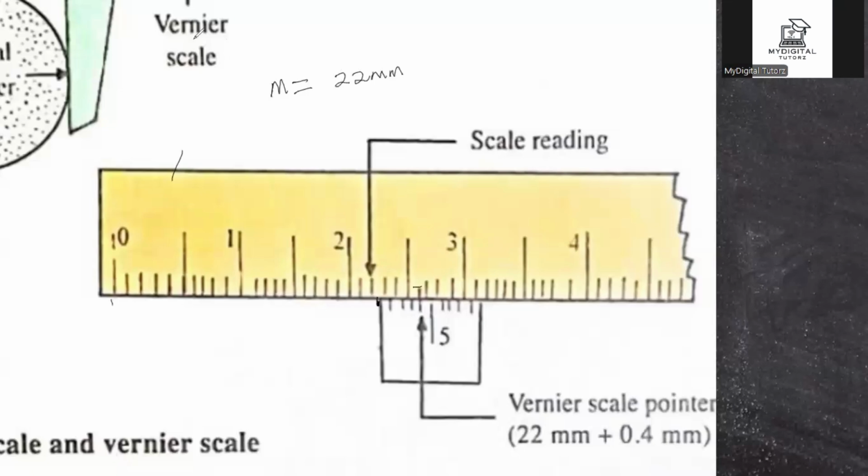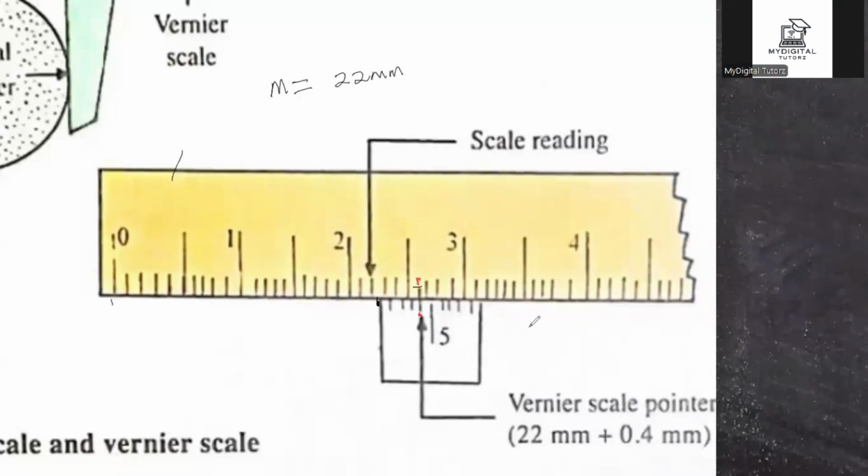But if you look at this one here, you can testify that there's a coincidence. Let me use the red marker. You can testify that this line up here is on the same straight line with this line down here. So a line on the main scale is on the same straight line with a line on the vernier scale. That is where our reading will stop on the vernier scale.